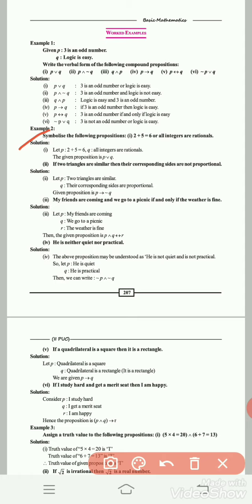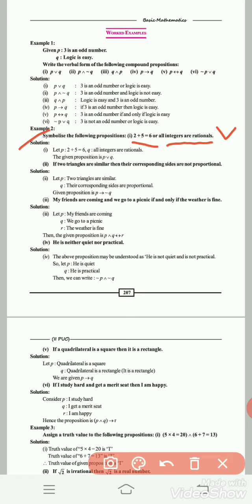See, in the second example, the statements are given in verbal form. You have to convert them to symbolic form. In order to convert to symbolic form, first you have to denote the simple propositions. See here, two statements are there: 2 plus 5 equal to 6, and next, all integers are rationals.